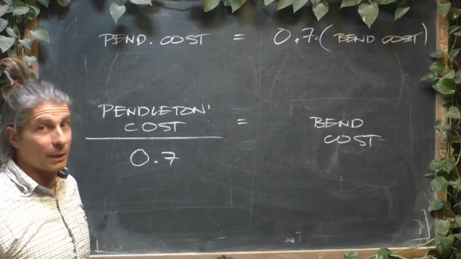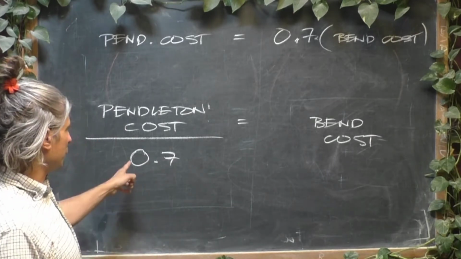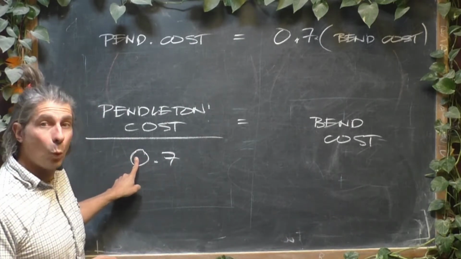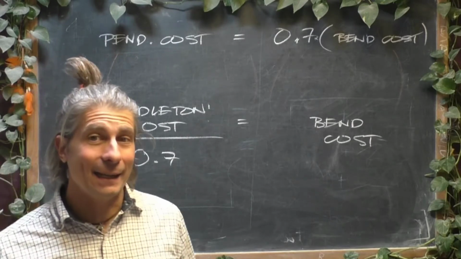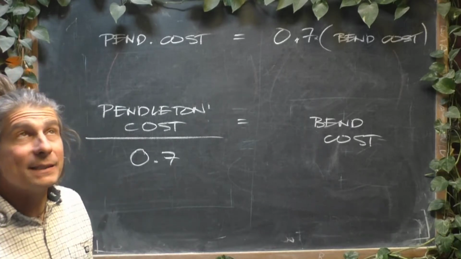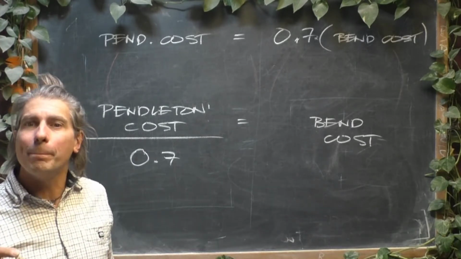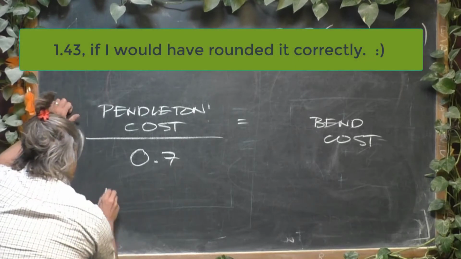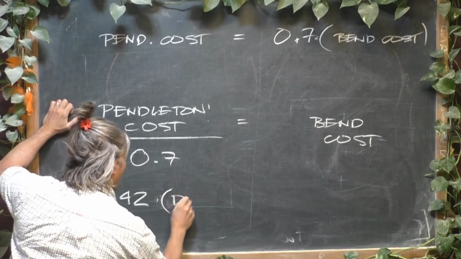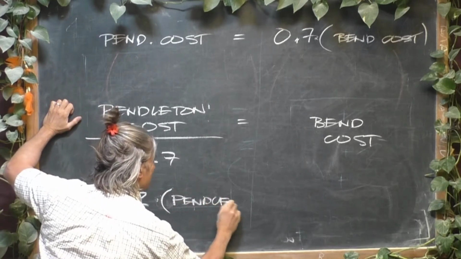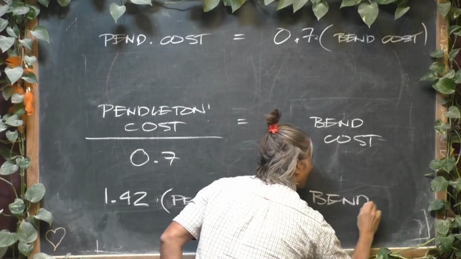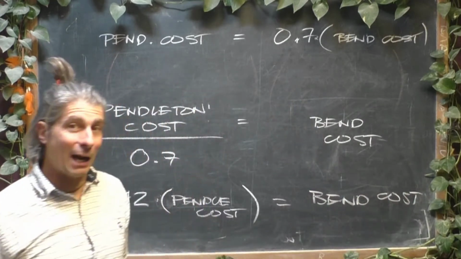Now some of you might be looking at this and going, Sean, this doesn't make any sense, because you're dividing by a number that's going to get smaller. But you got to remember something. That number is less than 1. 0.7 is 7 over 10. Dividing by 7 over 10 is the same as multiplying by 10 over 7. And 10 over 7, let me do some math in my head, that should be about 1.42, which means if we take 1.42 and multiply it by whatever the Pendleton cost is, that's going to tell us how much it would cost in Bend dollars.